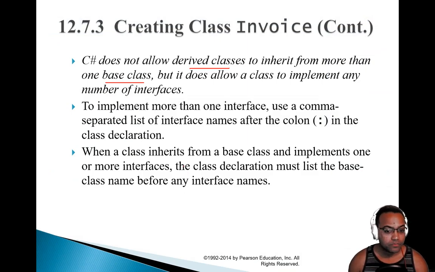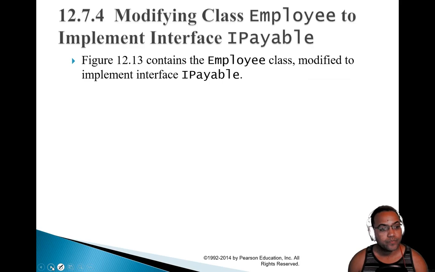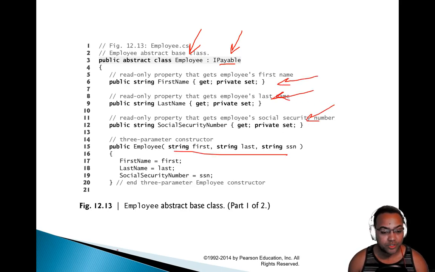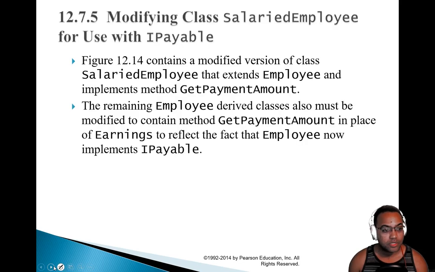This allows you to do a bunch of things that we were not able to do before. When a class inherits from a base class and implements one or more interfaces, the class declaration must list the base class name before any of the interface names. So if you do have a base class, you have to write that name first, and then you can write your interface names. So here we go. Employee class is modified to implement the interface IPayable. So the employee abstract class is then implementing the IPayable interface. It has these read-only properties. It has the constructor for the first, last, and social security number. It has the overridden toString. It has the abstract decimal get payment amount. And that's it.